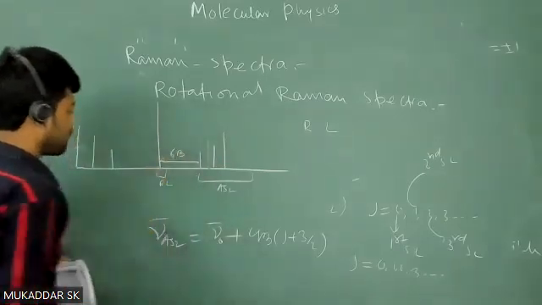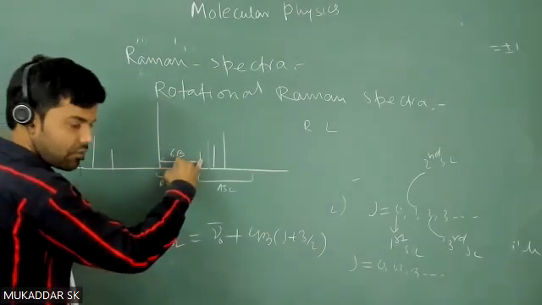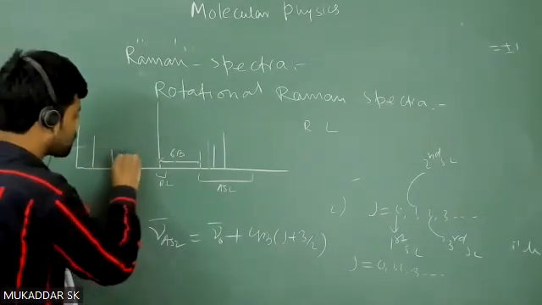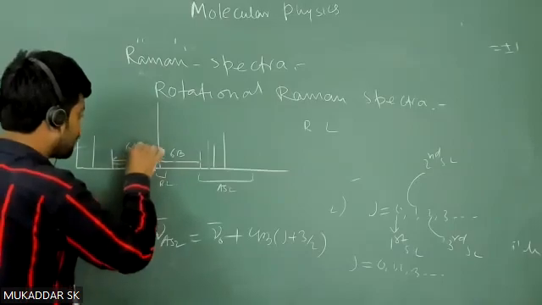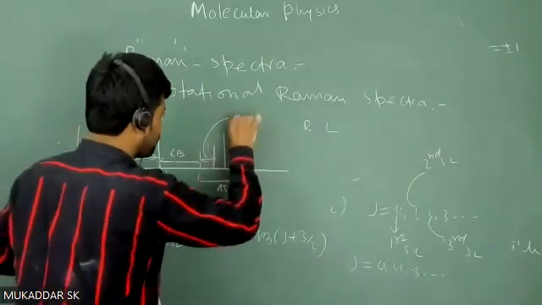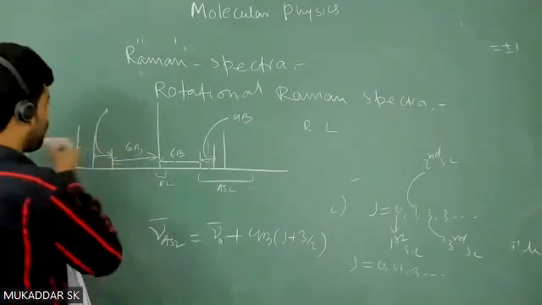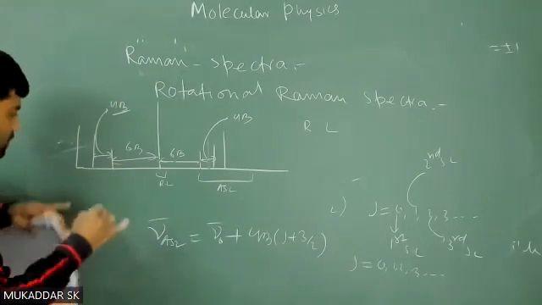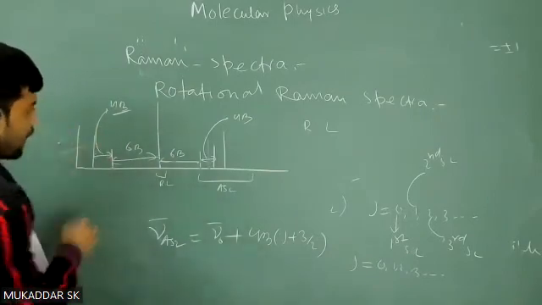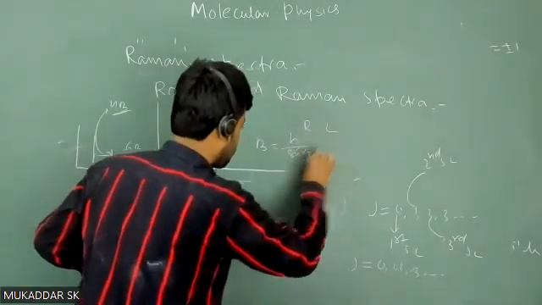First जो separation है, that is the separation between first anti-Stoke line and Rayleigh line, that will be 6B, and separation between Rayleigh line and first Stoke line, that will be 6B. उसके बाद जो separation between two successive anti-Stoke lines for any case, that will be 4B, and separation between two Stoke lines for any order you will get, that will be 4B. Okay, and separation between first Stoke line and first anti-Stoke line, that will be 6B plus 6B, that is 12B. And you know what B is actually, right? B is nothing but h by 8 pi square IC.